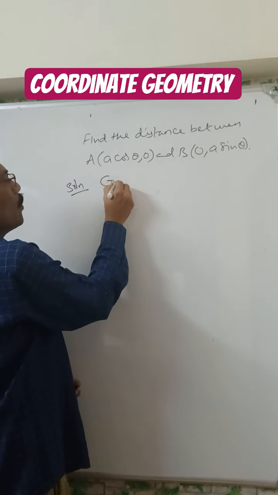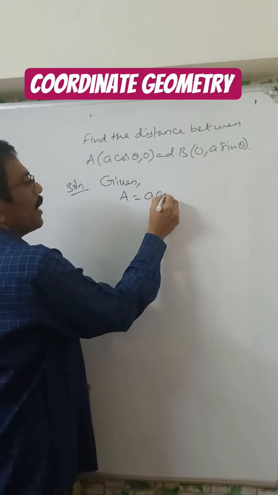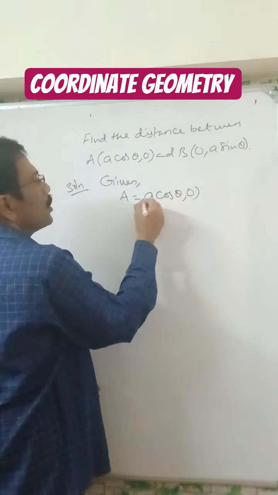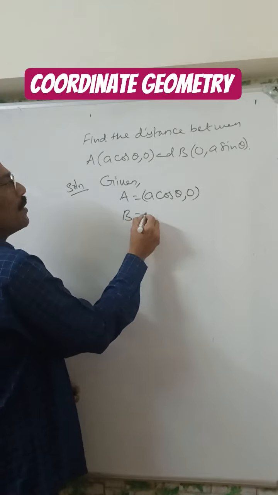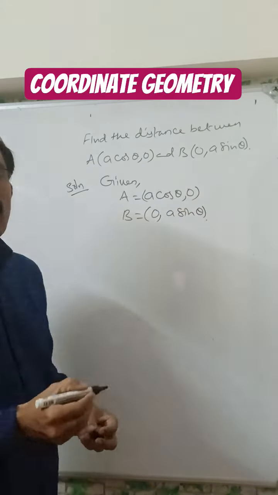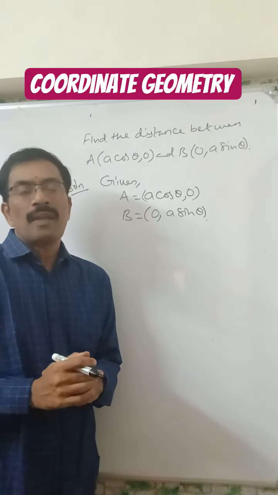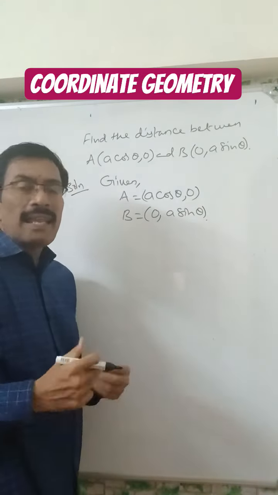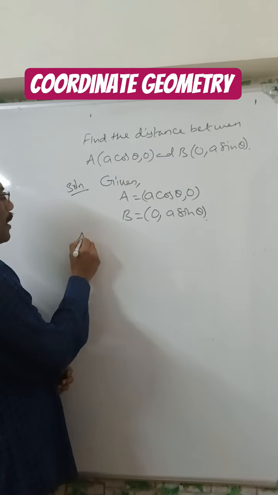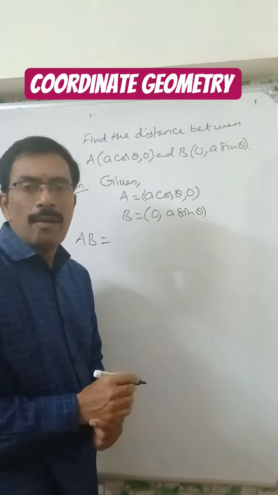Solution. You are given A is equal to A cos theta comma 0, B is equal to 0 comma A sin theta. Now we have to find the distance between these 2 points. Understand? The distance between A and B is symbolically written as simply AB. AB means distance between A and B.